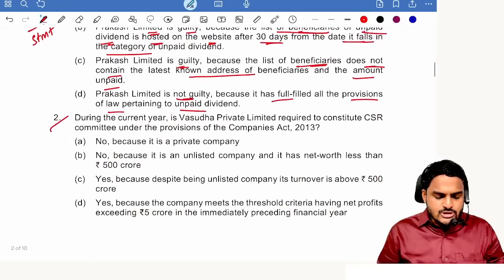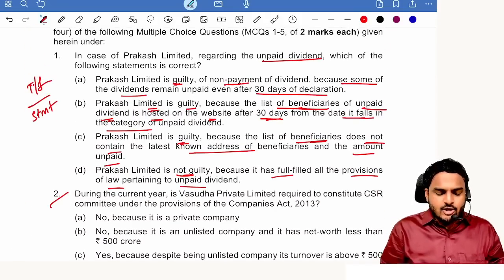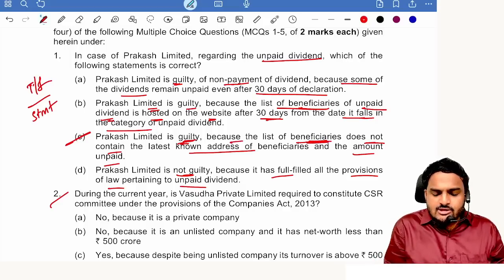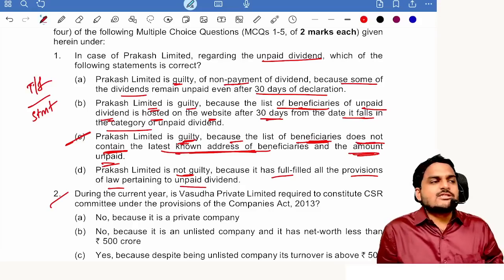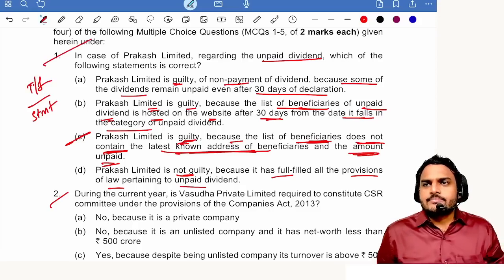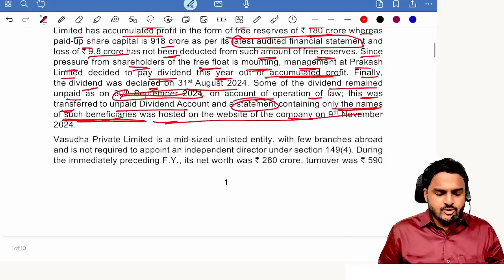Now if you look at question number 1, out of 4 options, the correct option is option C. Prakash Limited is guilty because the list of beneficiaries does not contain the latest known address of beneficiaries and the amount unpaid. These details are not there. Now the first question is completed. Understood? Next, let me continue this story.